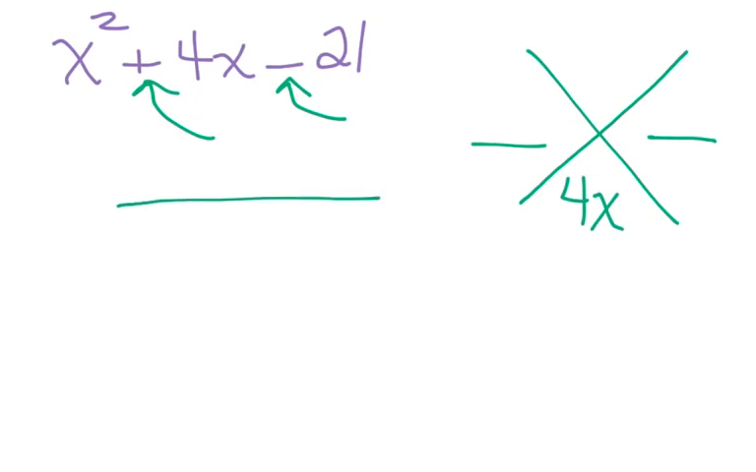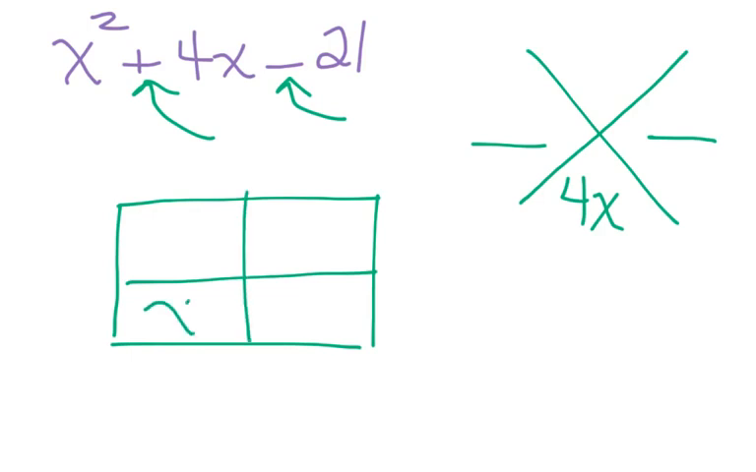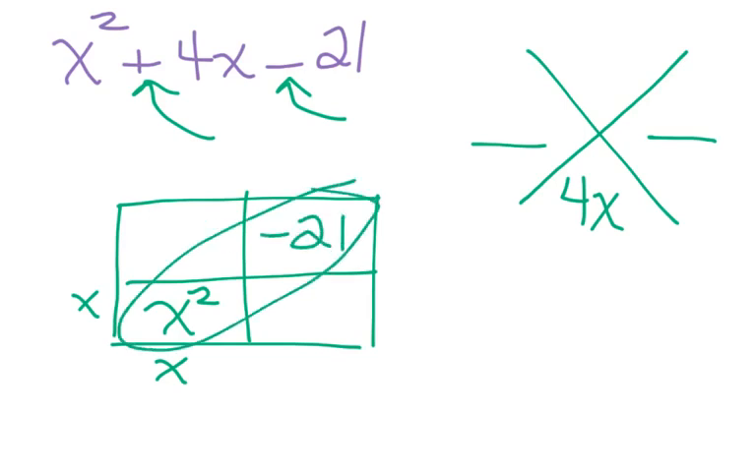So I'm looking for two values that are going to give me a positive 4x. And notice when I do my rectangle and I put my values in, I've got x squared, which means x and x. My last term goes in right here. When I multiply these two together, I get negative 21x squared. So now I need two numbers that when multiplied give me a negative, but when I add them together, give me a positive 4x.